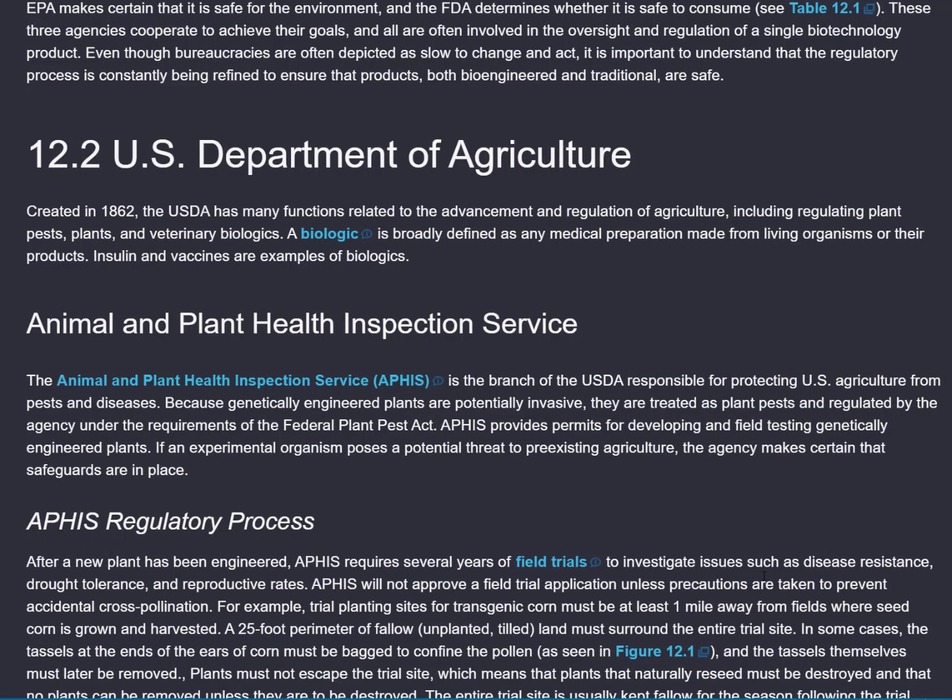EPA makes certain that it is safe for the environment, and the FDA determines whether it is safe to consume. See Table 12.1. These 3 agencies cooperate to achieve their goals, and all are often involved in the oversight and regulation of a single biotechnology product. Even though bureaucracies are often depicted as slow to change and act, it is important to understand that the regulatory process is constantly being refined to ensure that products, both bioengineered and traditional, are safe.